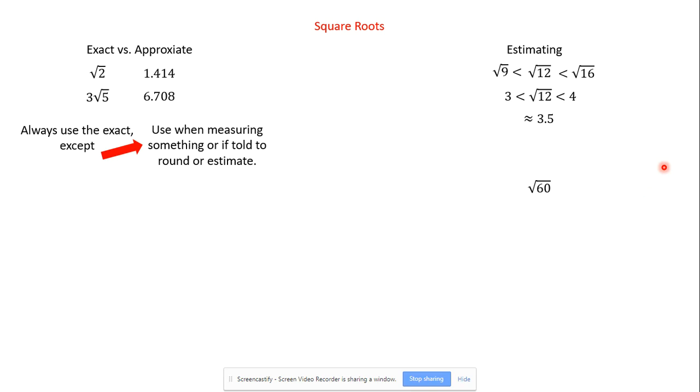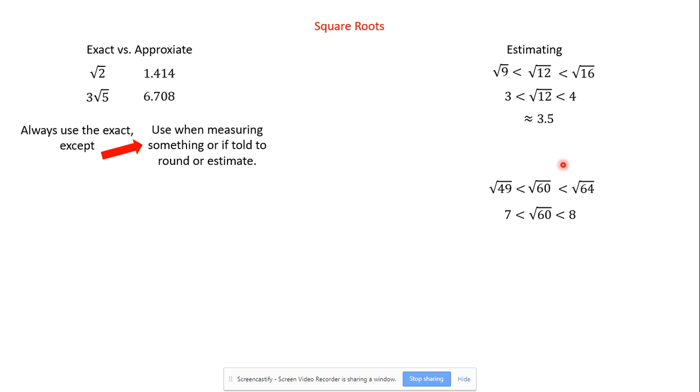You can pause the video if you want, or you might almost be there. Do you have an idea? Well, what numbers are on either side of it that you can square root? We have 49 and 64, which will put the square root of 60 in between 7 and 8. And then looking at 49, 64, 60 is a lot closer to 64.